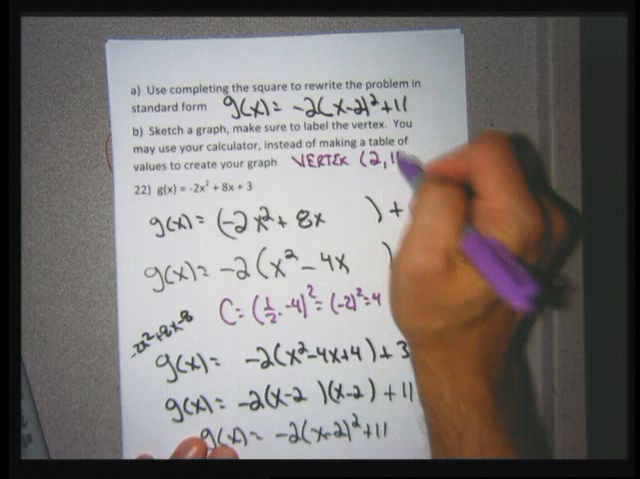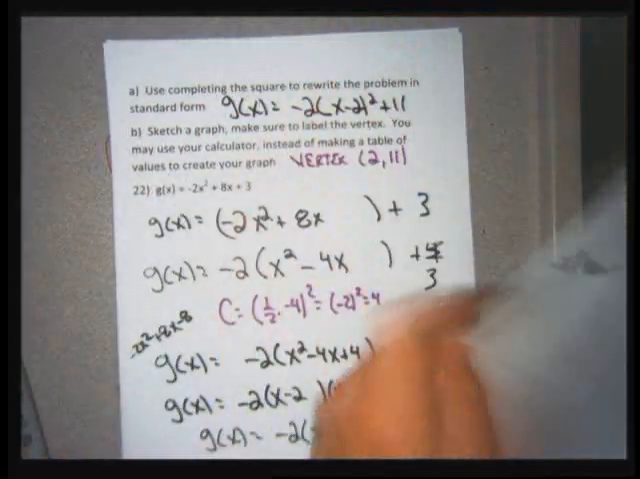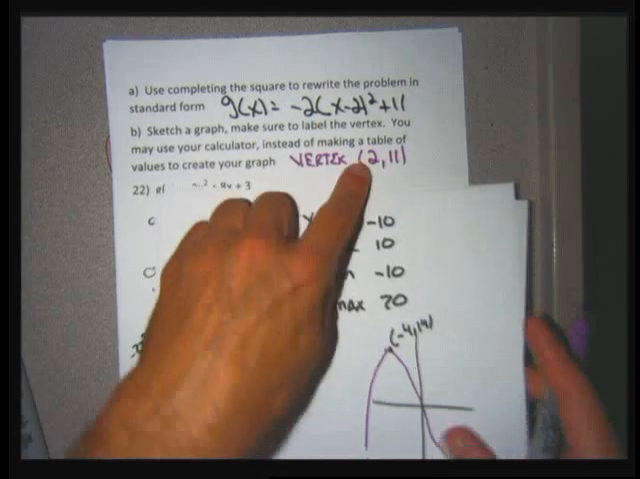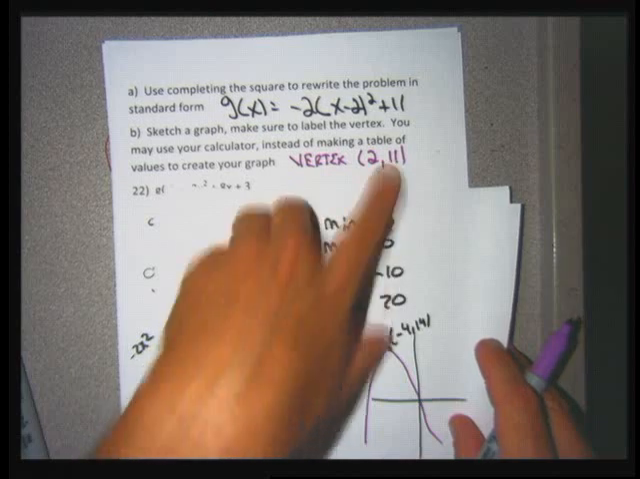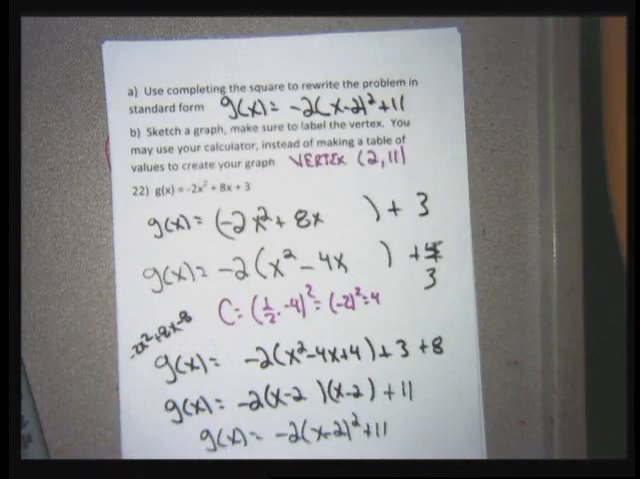Keep that sign on the 11. The vertex is (2, 11). I think the window that we just did is going to be fine. The window that we just did is negative 10 to 10 on the x's, negative 10 to 20 on the y's. The negative 10 to 20 on the y's has got to gobble up that 11. I'm going to leave my window the same that I had for the last problem.